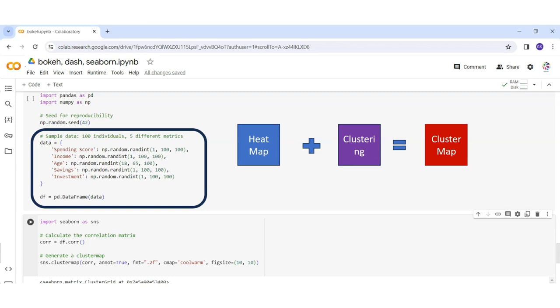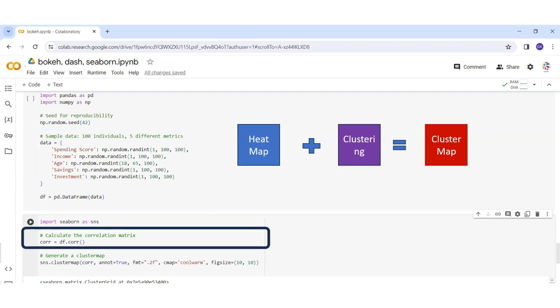The data set is created using the random number generation, and the data set thus created is converted into a data frame. We create a correlation matrix that is needed for the heat map. Correlation matrix essentially tells us how correlated the variables are. It tells us whether there is any positive or negative relationship.